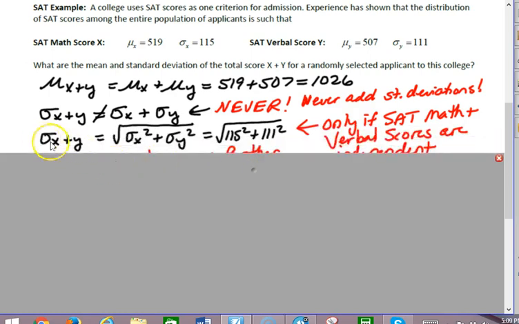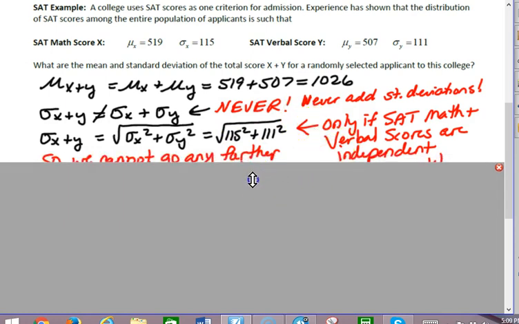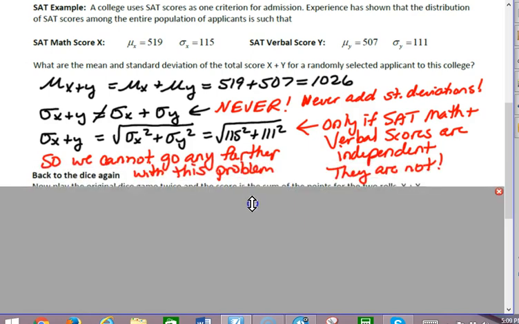The standard deviation of X plus Y is the square root of the sum of the two variances, because remember, variance is standard deviation squared, which would be 115 squared plus 111 squared, and take the square root. But this is true only if SAT math and verbal scores are independent. Well, they're not independent, because the probability that you get a high score in math is probably greater if you've also gotten a high score on the verbal side, and vice versa.